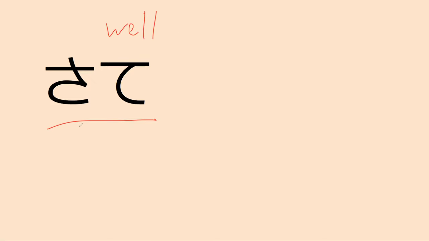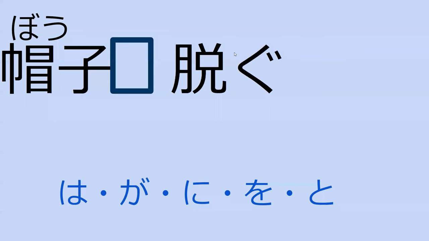Nugu. So さて is basically just a way to start a new sentence. It's a lot like well in English. A lot of words in Japanese are like well, like ma and ja. さて is a little bit more aggressive. Ma feels like a very laid back well, while さて is more like, okay, let's start. It's just a way to start a sentence, like, okay, let's get on topic. So how would I say I strip off my hat in Japanese? Boshi o nugu. Perfect. To take off a hat.